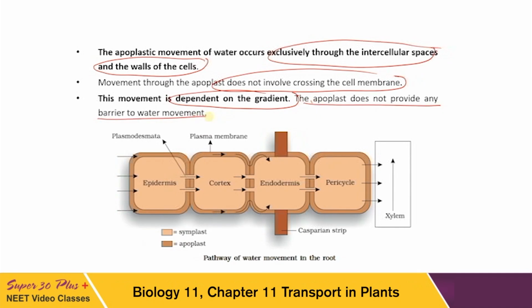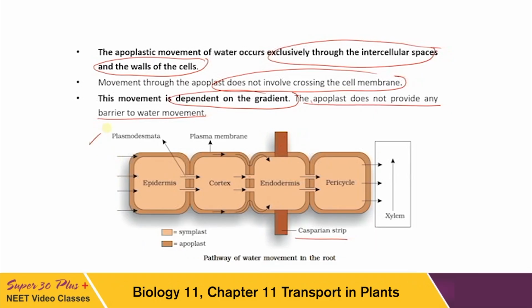See this diagram? This is symplastic, this is apoplast. You can see this is the apoplastic one, the cell wall and the intercellular space. Water molecules will enter here and move through apoplastic movement. This is the endodermis, this is the Casparian strip, and that's why up to the Casparian strip water molecules will move by this apoplastic movement.